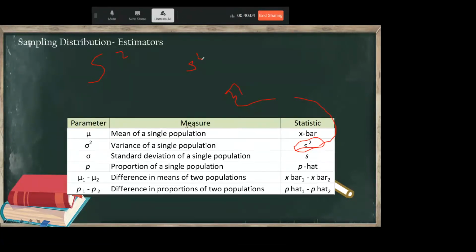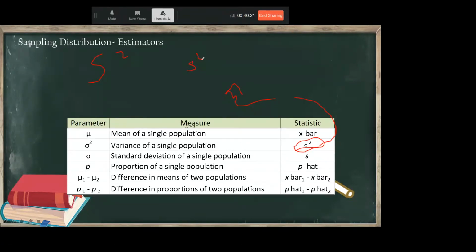So capital S, sample variance, and small s, sample variance. There is a slight difference in their formulations, right? We will learn which one is better when we are talking about the sample mean.